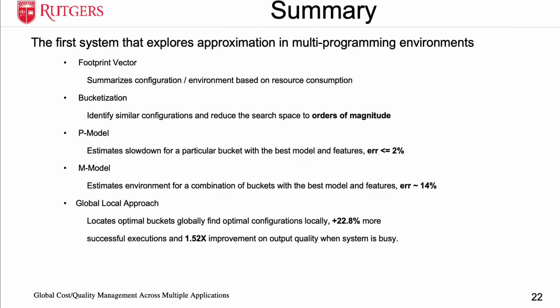To summarize, we use the footprint vector as an abstraction for configurations and enable the configurations to be bucketized based on runtime behavior. When determining the global optimal solution, we partition the problem into 2 smaller sub-problems. First, predict the overall environment by the M model, and then predict the slowdown by the P model on the bucket level. Then we introduced the local-global-local approach that enabled more successful runs and achieved a higher quality for the 6 applications, especially when the system is busy.